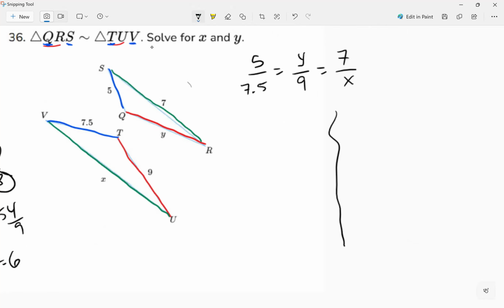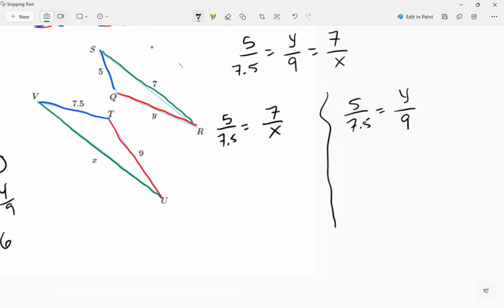I want to break this up so I can see it as two different questions. I'm going to use a fraction that is all numerical. So basically 5 over 7.5. I'm going to use it twice, to solve for x and to solve for y. So for me to solve for x, I'm going to say 5 over 7.5 is equal to 7 over x. Let me set this thing up on the right. 5 over 7.5 is equal to y over 9. I set my two proportions to know how to solve for x and y.